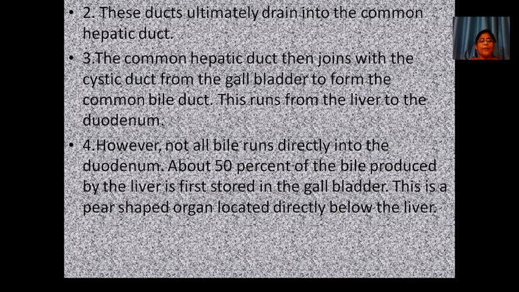About 50% of the bile produced by the liver is first stored in the gallbladder. What is this gallbladder? This gallbladder is a pear-shaped organ located directly below the liver. The common hepatic duct is formed by the right and left hepatic ducts. After this, the common hepatic duct becomes the common bile duct when it is united with the cystic duct from the gallbladder.